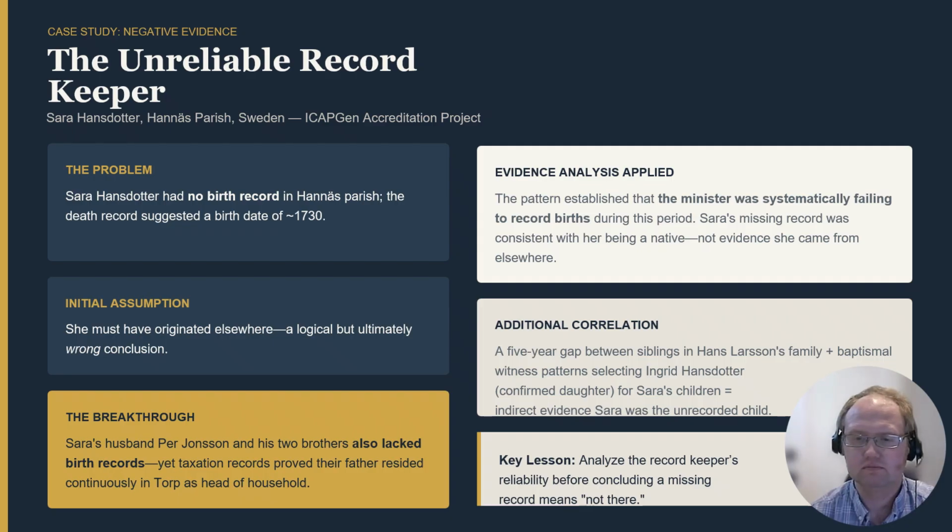I figured out that Perry Johnson, Sarah's husband, his father was definitely living in the parish. I checked tax records for every year, and they were definitely official residents. There should have been a parish register entry. There were no alternative entries in any of the surrounding parishes, so it wasn't like they went to another parish to get their kids baptized. So anyways, that's an example of negative evidence.